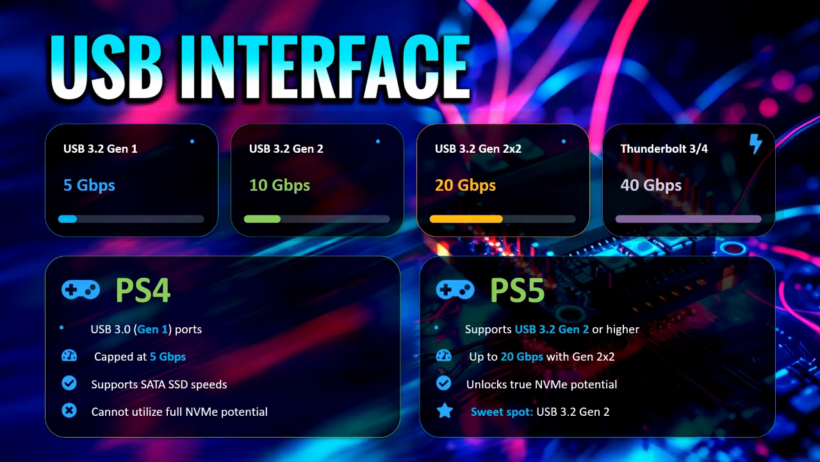But don't be fooled by plug shapes. I mean, USB-C doesn't automatically mean fast, guys. Always check the actual USB generation behind the connector. PlayStation 4 ports are typically USB 3.0 generation 1 capped at 5 gigabit per second, but PlayStation 5 ports can support generation 2 or even generation 2x2, which makes a huge difference in real-world speed.